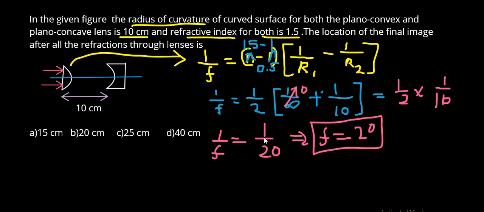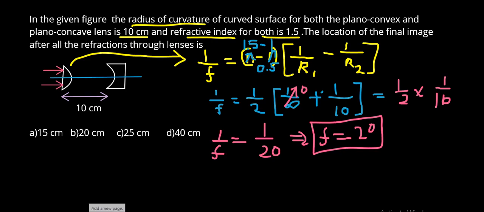And we also have to calculate the other one. Since it is related to the radius of curvature and the refractive index, and both the radius of curvature and the refractive index are the same for both, the focal length is going to be the same for both the lenses.